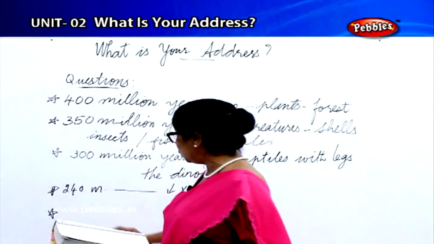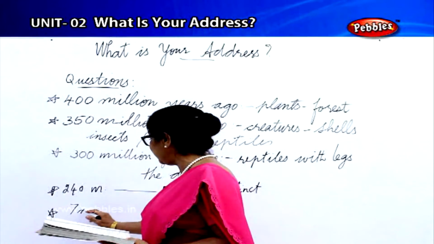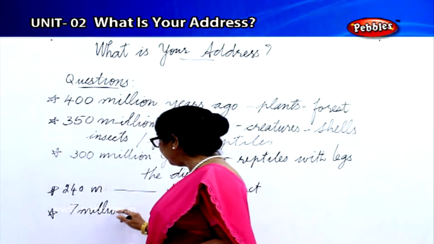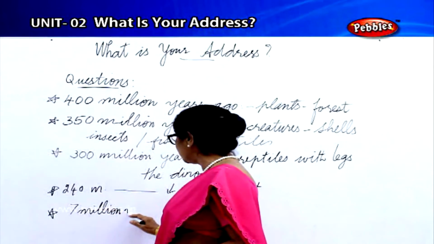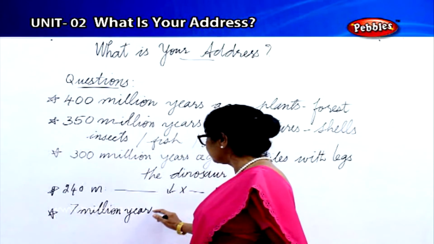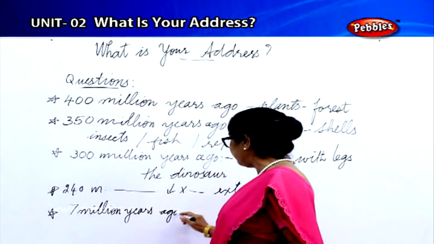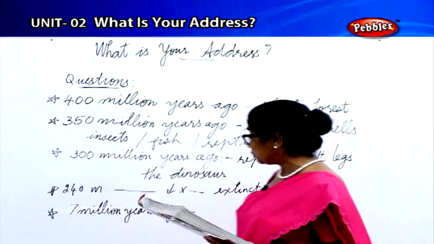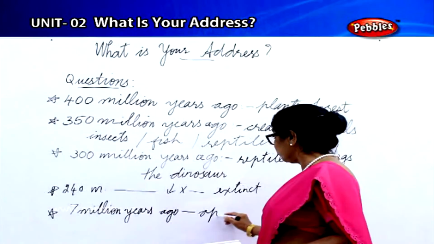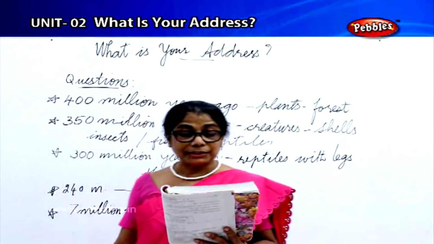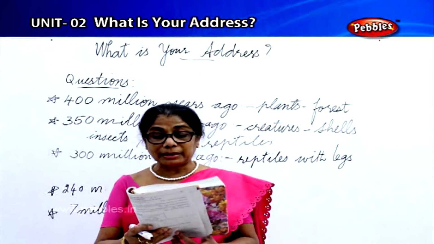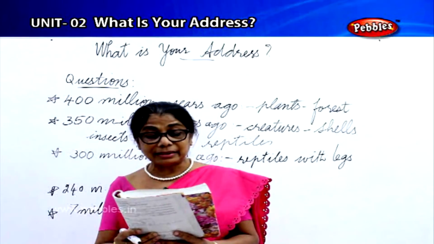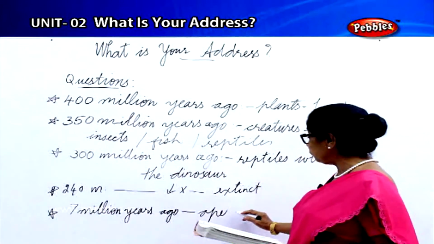Next we have 7 million years ago. What happened then? In 7 million years ago, ape-like creatures came to be. Ape-like creatures lived on plants, walked upright. They were the early humans.